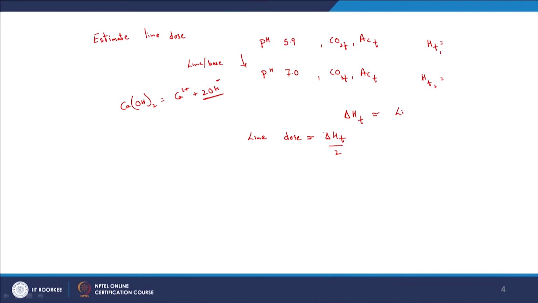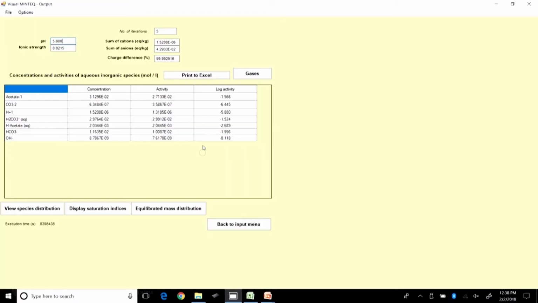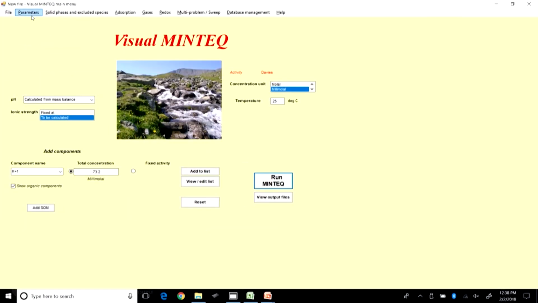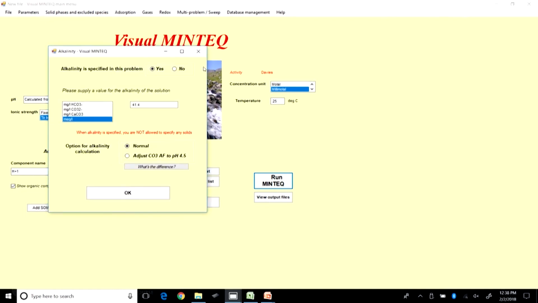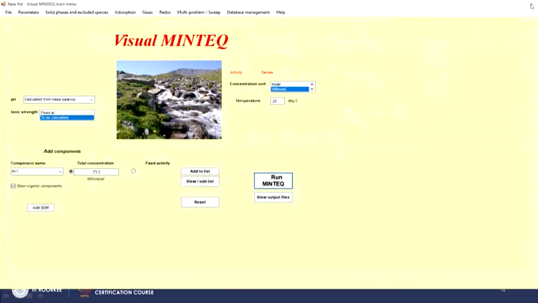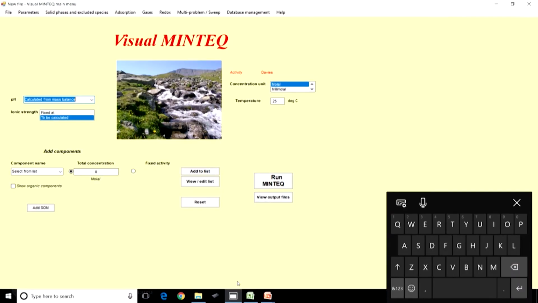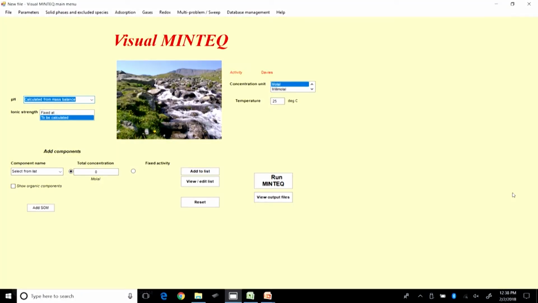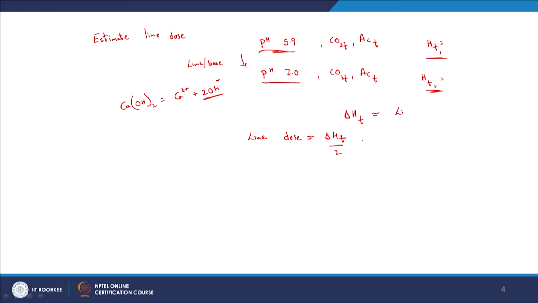So, again what are we trying to do? We will first try to find H total 1 and H total 2 at different pH values of 5.9 and 7.0 and go through from that. So, let us go through from here please, and I need to go to Vminteq here, back to input menu. Did I specify any alkalinity? Okay, I specified alkalinity. To be on the safer side, I am going to restart Vminteq.